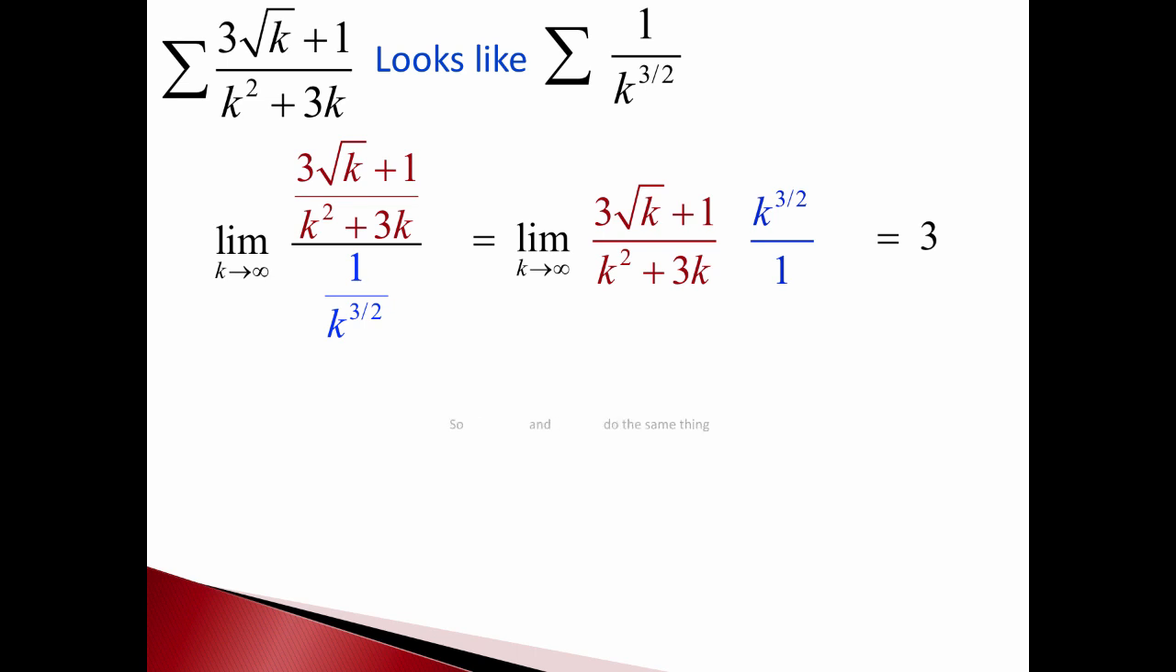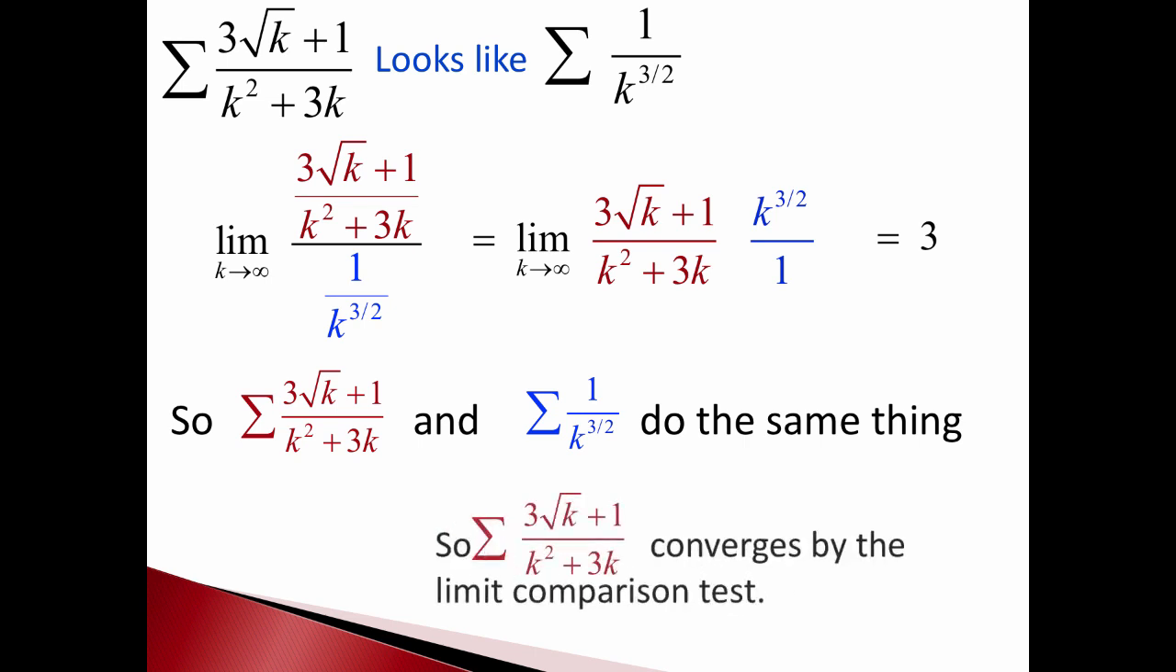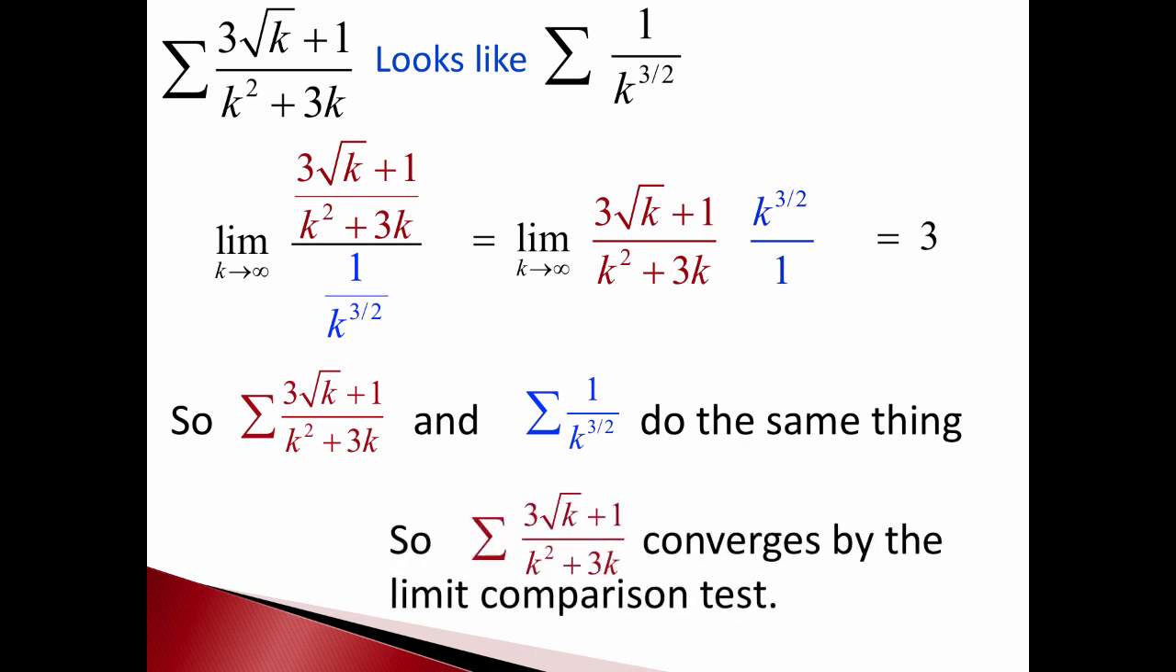So that means both series do the same thing. The one that I didn't know anything about and the one that I do know something about do the same thing. And the one that I do know something about, 1 over k to the 3/2, what does it do? Well, that's a p-series. 3/2 is bigger than 1, so that means my p-series converges. So the original series I started with has to converge by the limit comparison test.